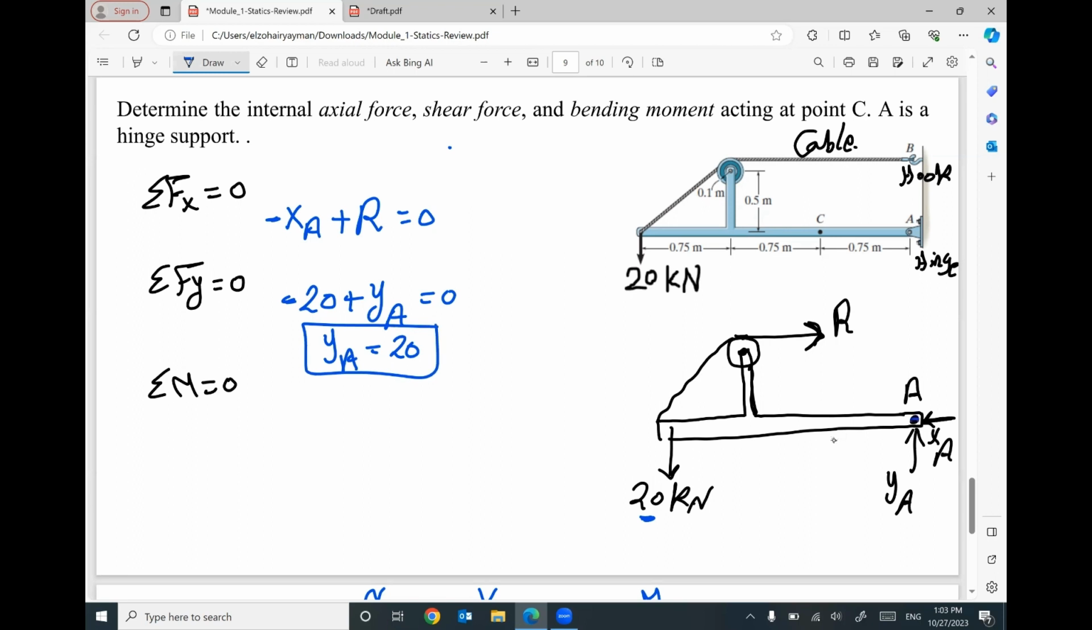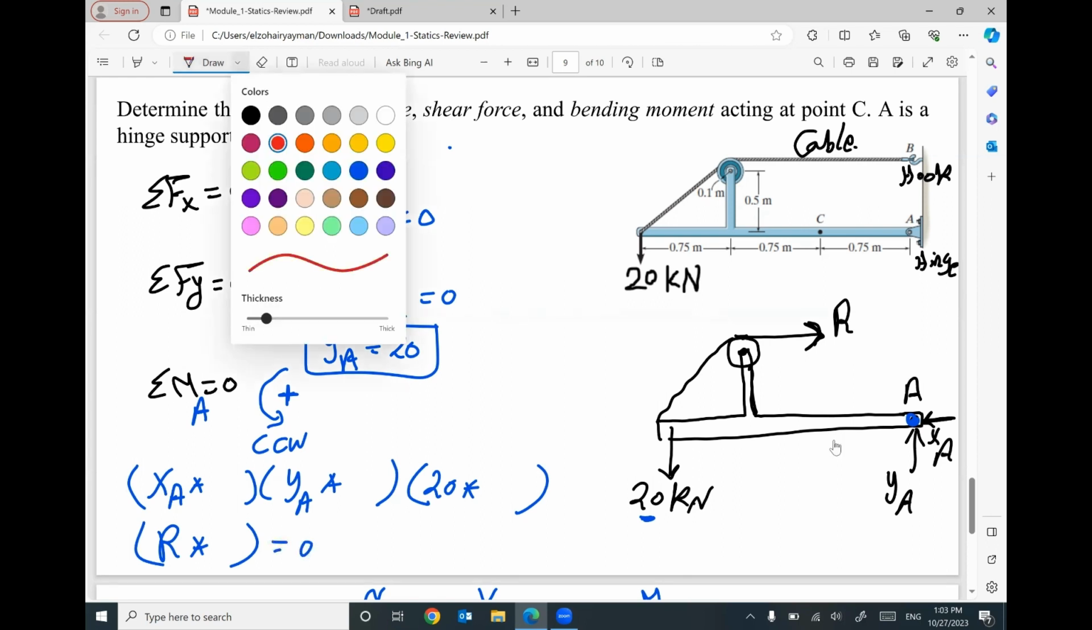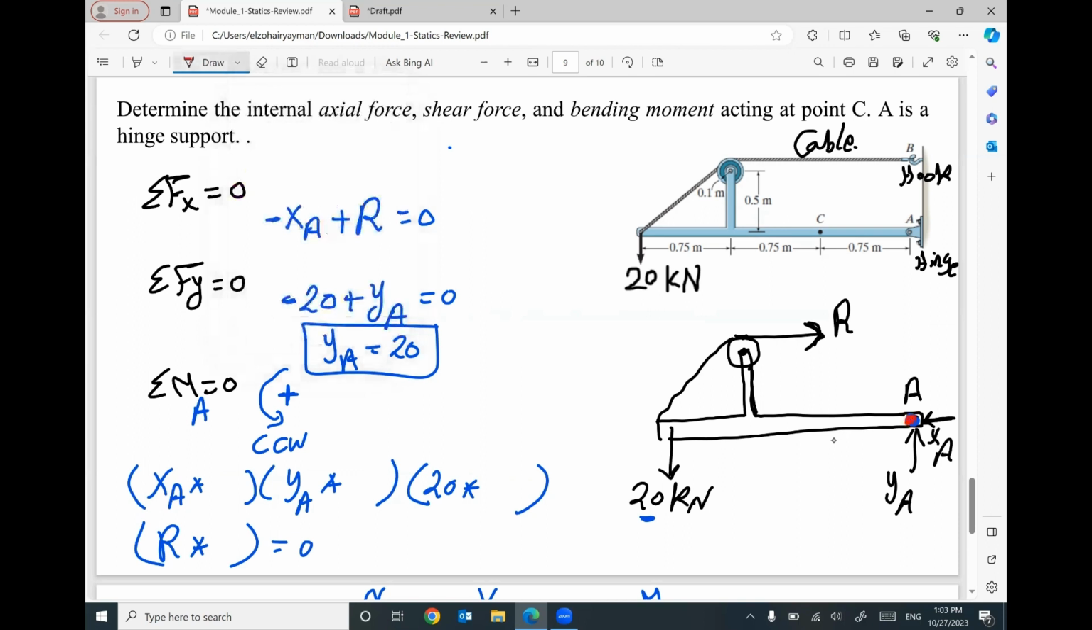Summation moment, I'm gonna take moment at A. I'm gonna assume my counterclockwise is my positive direction. So taking a moment at A, XA times distance, YA times distance, 20 times distance, and your R times distance equals 0. Keep in your mind, we are sitting at A. So the distance between XA and A, 0. YA and A, 0. Between 20 and A, the whole distance is 2.25 meter.